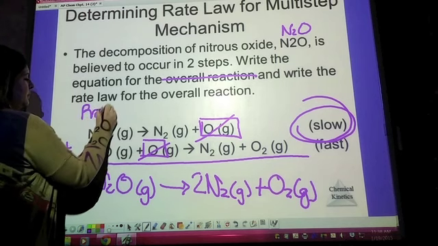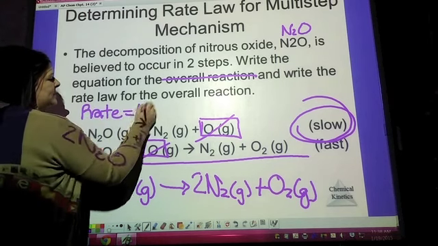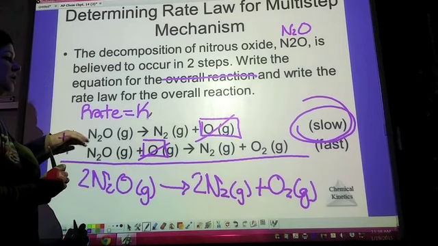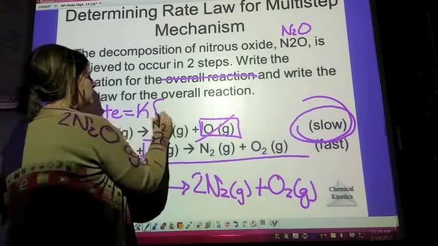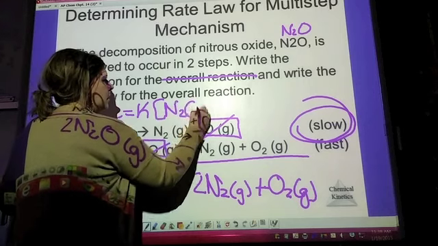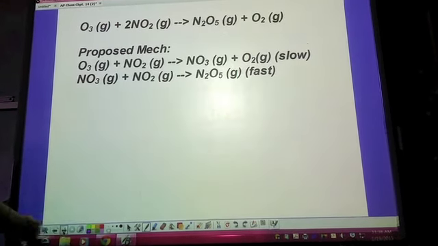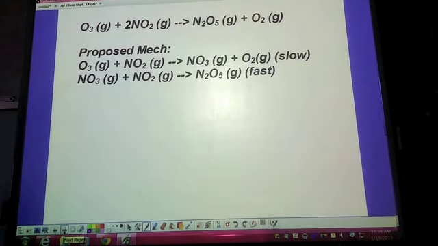It's going to be rate equals K, and then the only reactant in this slow step is just N2O. Perfect. So that would be my rate law for this overall reaction as well. Let's do another example of this. I know this one isn't in your slides, but I wanted to at least look at it.